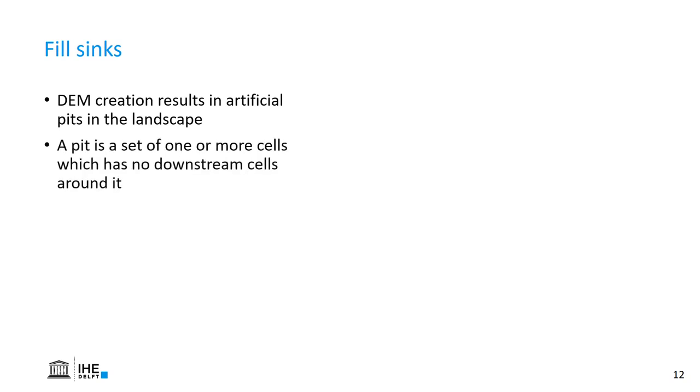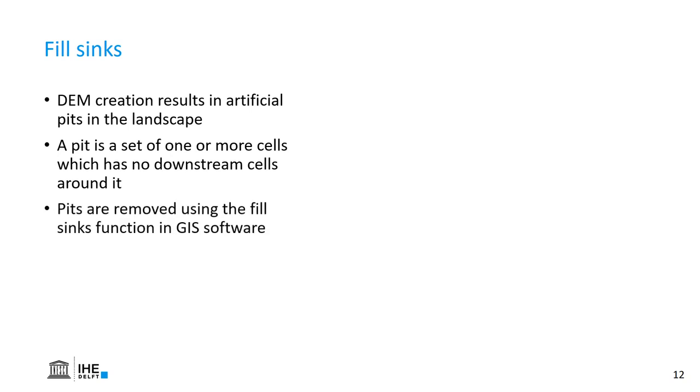The next step is to fill the sinks. This should not be confused with the voids. Voids are no data, and sinks are depressions, artificial depressions in the landscape that are caused by the DEM creation process. So it's one or more cells which don't have a downstream cell around it, so the water is not able to escape to the outlet.